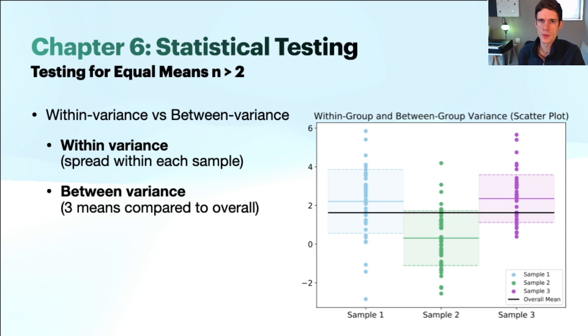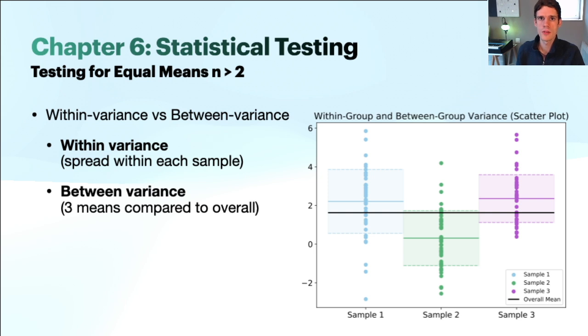Now, for the between variance, we first compute the overall mean of our entire dataset. This is the mean of all of the data points across our 3 datasets. And then we look at the spread of our sample means, which in our case are 3 numbers, and this spread can be quantified again as a variance, and this will be the between variance. And then the test statistic for the ANOVA test is proportional to the ratio between these 2 variances.